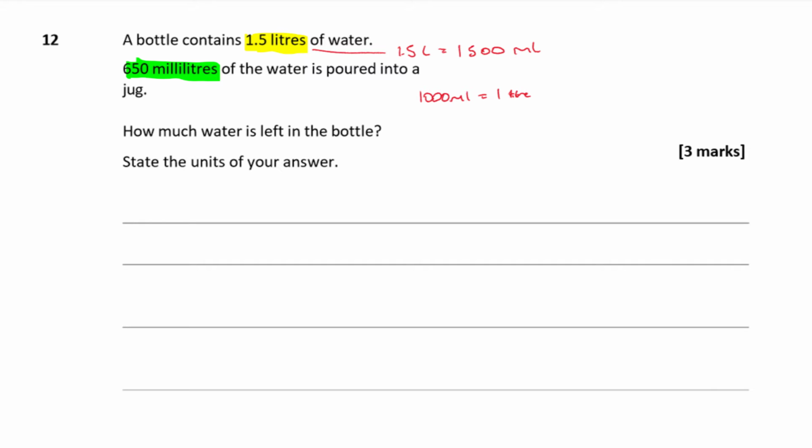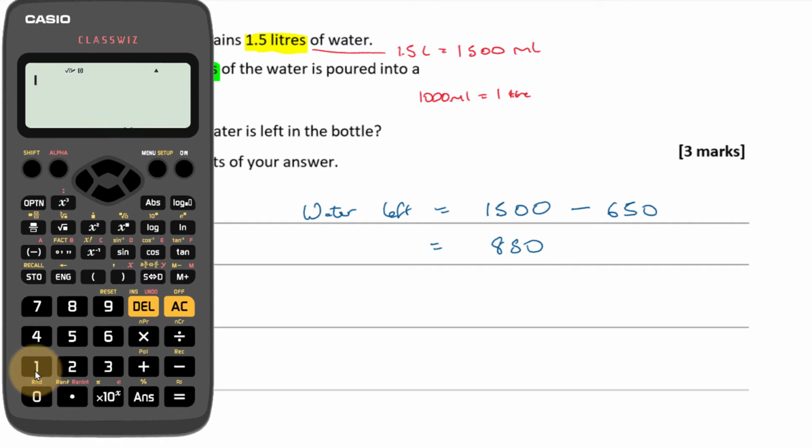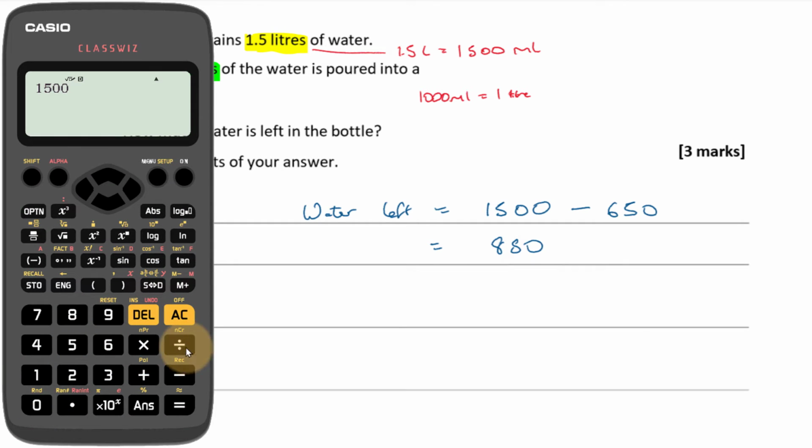Okay, and then I'm going to do some subtraction, aren't I? So water left is going to be the amount of water that you had to start with, 1,500, minus the water that we're pouring away. We're pouring into the jug. So what's 1,500 minus 650? Now, if you can do that in your head, I can, so I'm just going to do it. But remember, it's the calculator paper, so you can always double check it on a calculator. 1,500 minus 650. Yeah, that's 850.